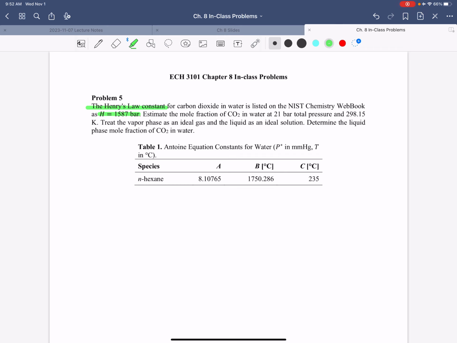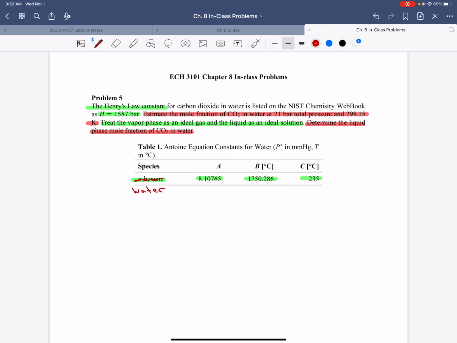What this problem wants us to do is estimate the mole fraction of CO2 in water at these conditions. We're told to treat the vapor phase as an ideal gas and the liquid phase as an ideal solution. We're also asked to determine the mole fraction of CO2 in the water phase. For this problem, we're also given these parameters for the Antoine equation for water.